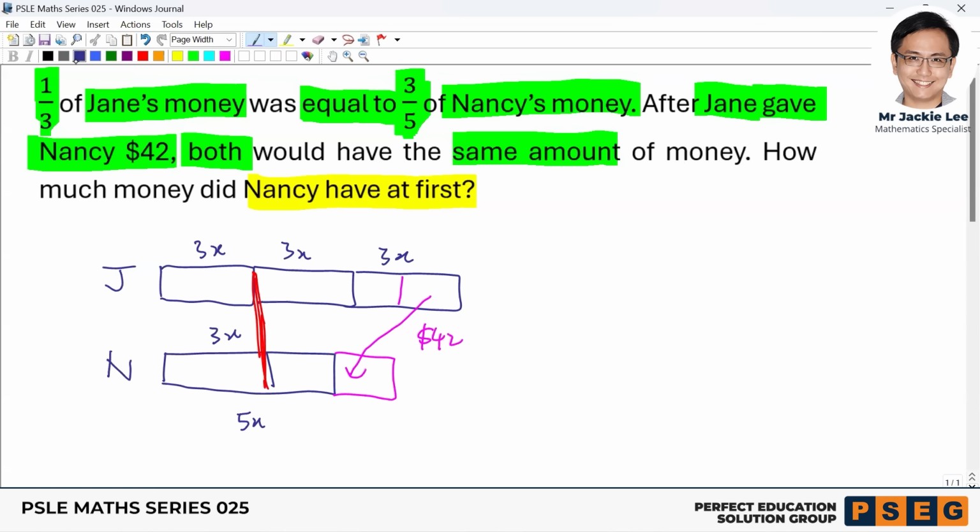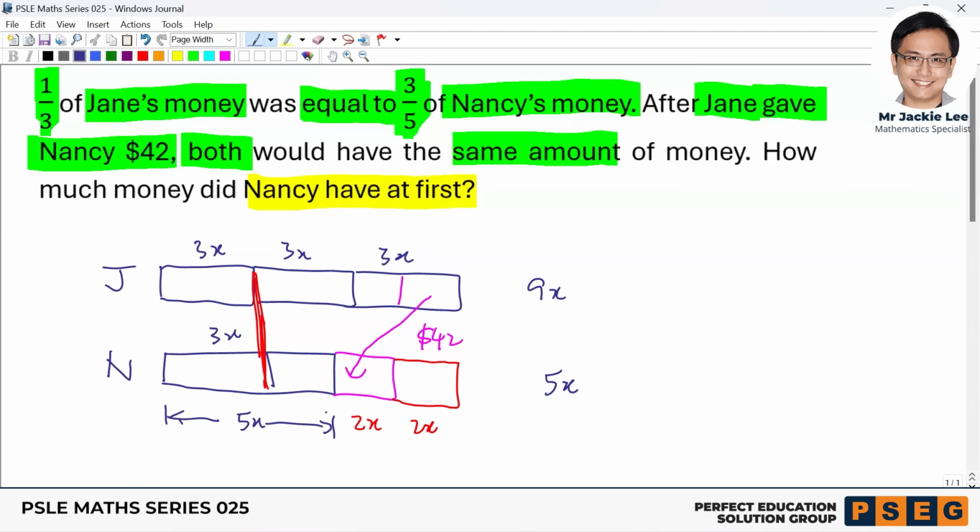Okay. Now, for Jane, altogether should be 9x. For Lancy, altogether should be 5x. So the difference here is actually 4x. And now they are supposed to be equal. So each one 2x, 2x here. So far, so good.